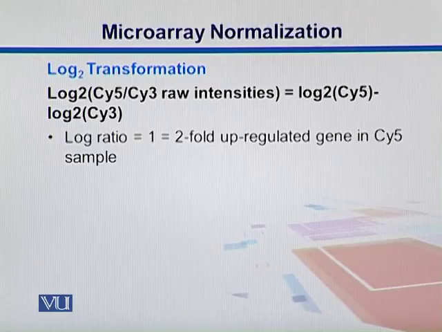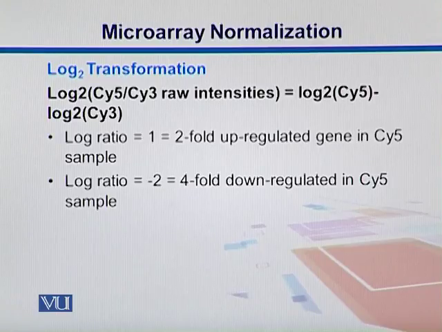So a log ratio of 1 is actually, in that case, 2 raised to power 1. The answer is 2 raised to power 1. It means the top part of this equation, the numerator CY5, is higher, it's twofold higher than CY3.